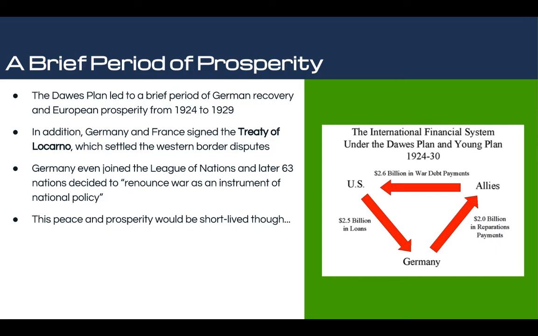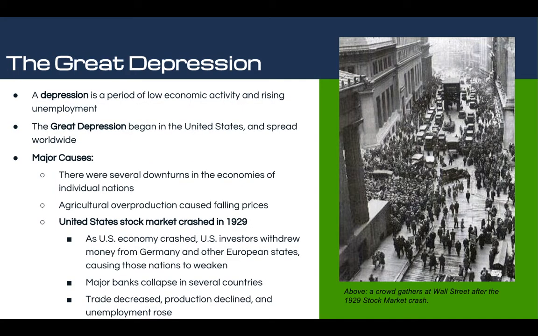But that prosperity is going to be short-lived. And the reason being is because on the horizon is the Great Depression. Now, a depression is a period of low economic activity and rising unemployment in a nation. And usually it's kind of for a prolonged time period. The Great Depression, with capital G, capital D here, begins in the United States and it will spread worldwide. And there are several major causes which you need to know.